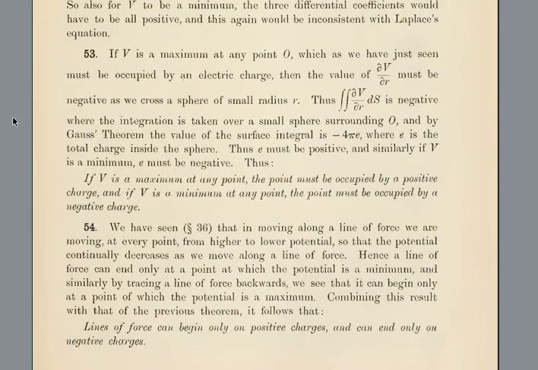53rd. If the potential is a maximum at any point 0, which as we have just seen must be occupied by an electric charge, then the value of the outward normal derivative of the potential must be negative as we cross a sphere of small radius r. Thus, the surface integral of the outward normal derivative of the potential over a small sphere surrounding 0 is negative. Where the integration is taken over a small sphere surrounding 0, by Gauss's theorem the value of the surface integral is negative 4 pi e, where e is the total charge inside the sphere. Thus, e must be positive, and similarly if the potential is a minimum, e must be negative.